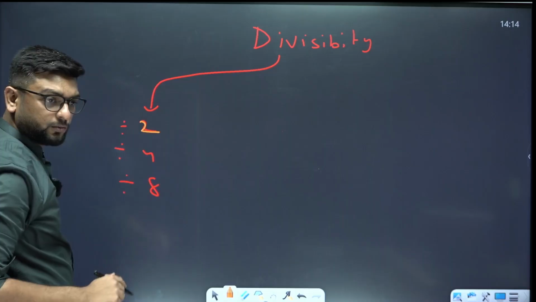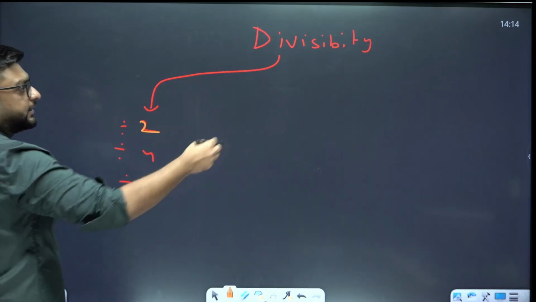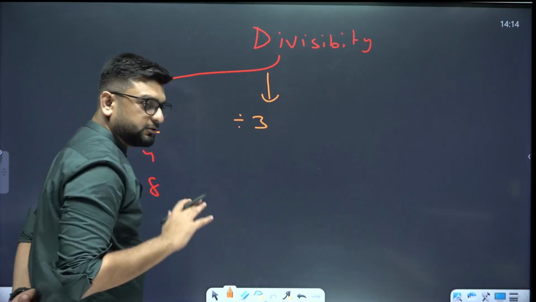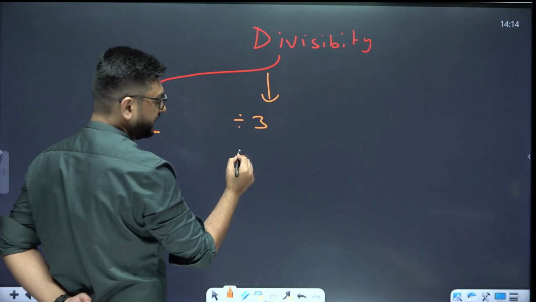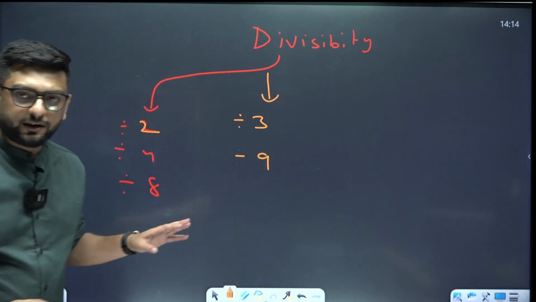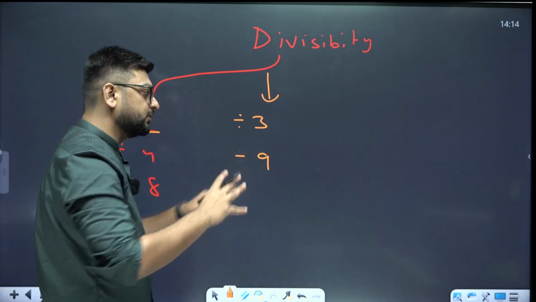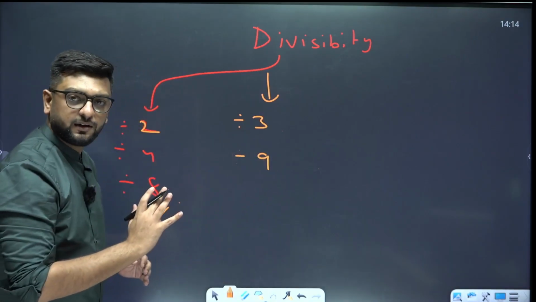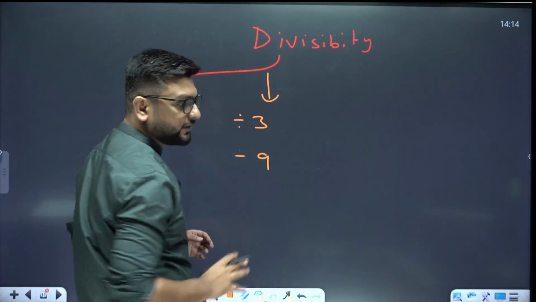Divisibility of 2. Okay. Then we have covered divisibility of 3. We'll talk about this more. And divisibility of 9. But my point is for 9 also, the same thing we have to do. What we have to do? We have to add all the numbers, and then we have to see the divisibility.